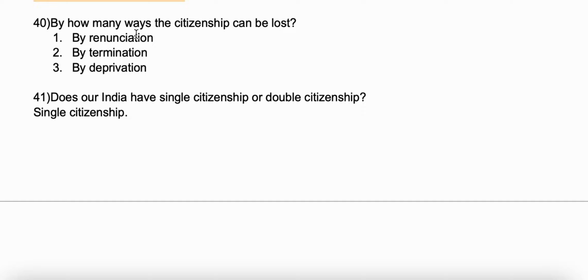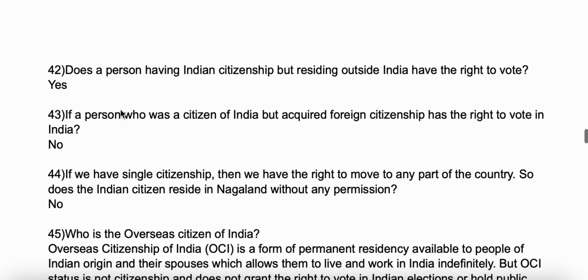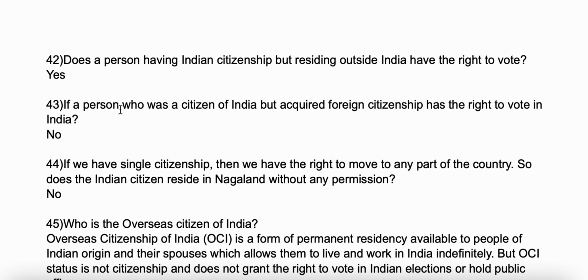So here India has single citizenship. Okay. Now 42nd question, does a person having Indian citizenship but residing outside India have the right to vote? Yes. For example, NRIs. NRIs are born in India, are citizens of India, but go to another country for work purposes. Those NRIs have the right to vote and also the right to contest in elections.